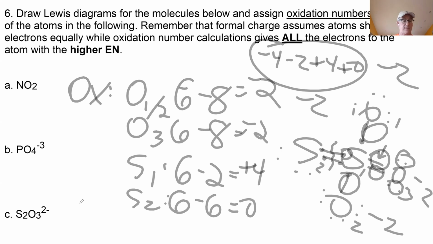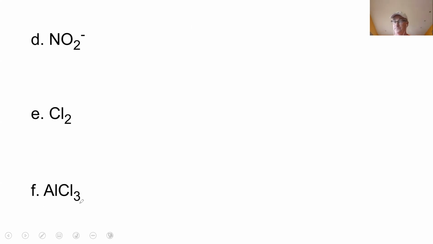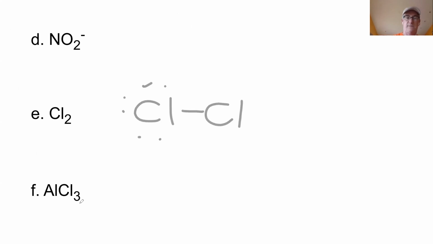One other thing I want to point out when you're doing these is when you get to chlorine. There's chlorine. So what's going to be the oxidation number of the chlorines? They should have 7 electrons, and they both have 7.